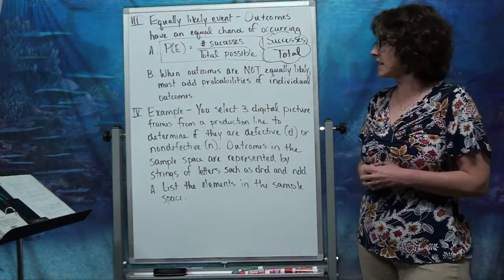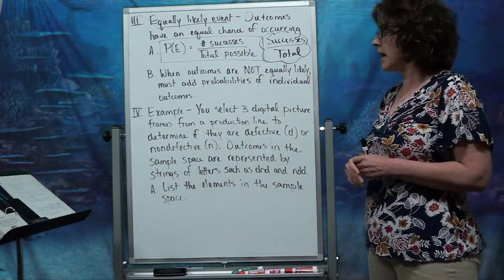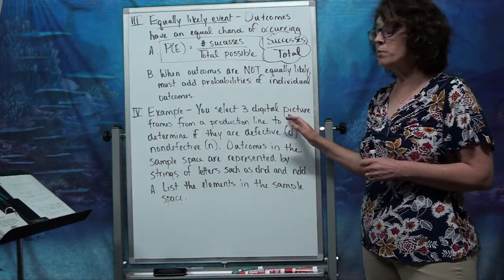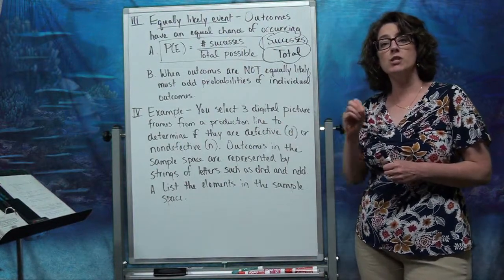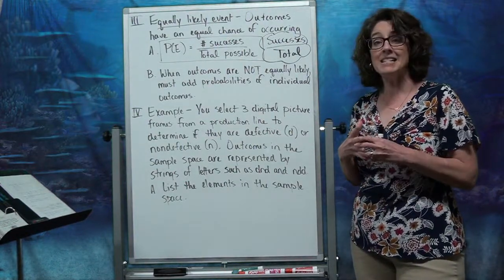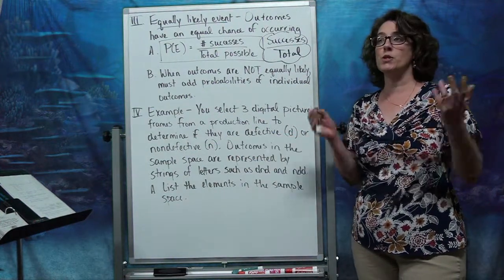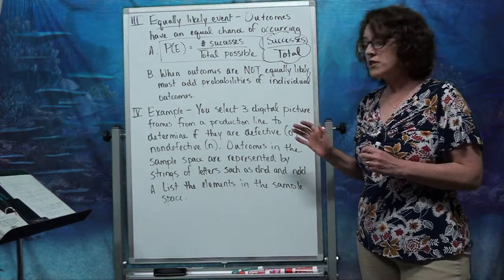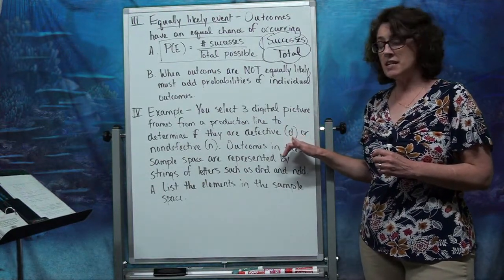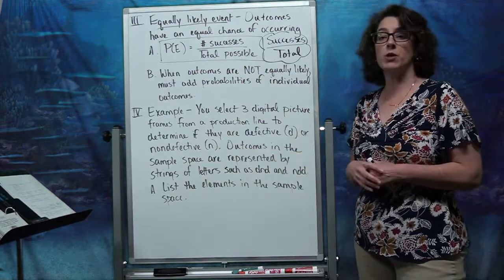So let's take a look at an example here. I'm looking at an assembly line, a production line, and the production line is making digital picture frames. And so what I'm going to do is select 3 of those digital picture frames, and I'm going to test them to determine if they are defective or non-defective. So in other words, I'm a quality control person. If they are defective, it's going to get labeled with a D, and if it's not defective and it works just fine, then it's going to be labeled with an N.